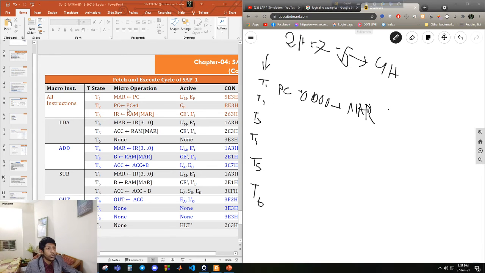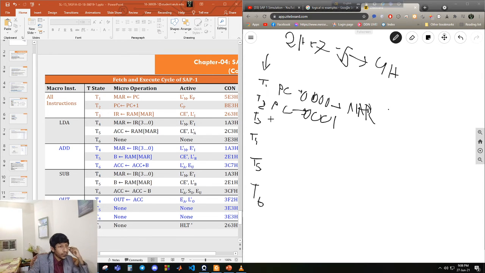Then in T2 step, the program counter value will be incremented by 1, so PC will be 0001. So we completed our second step.